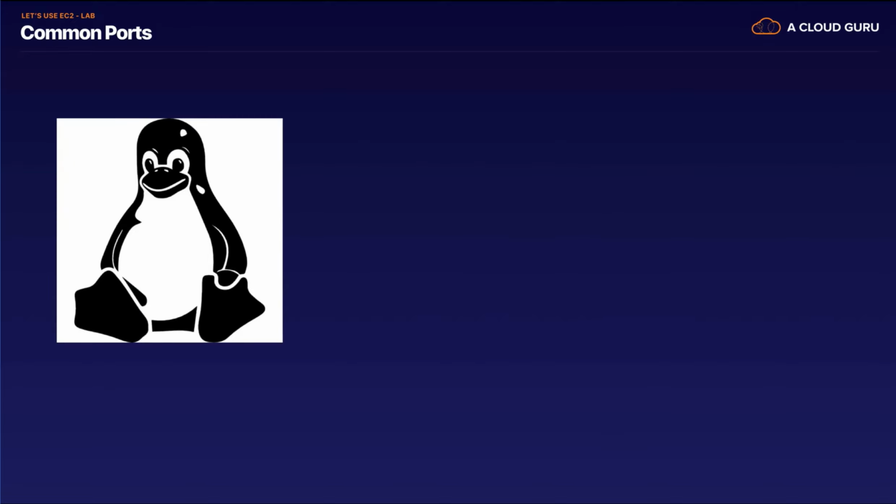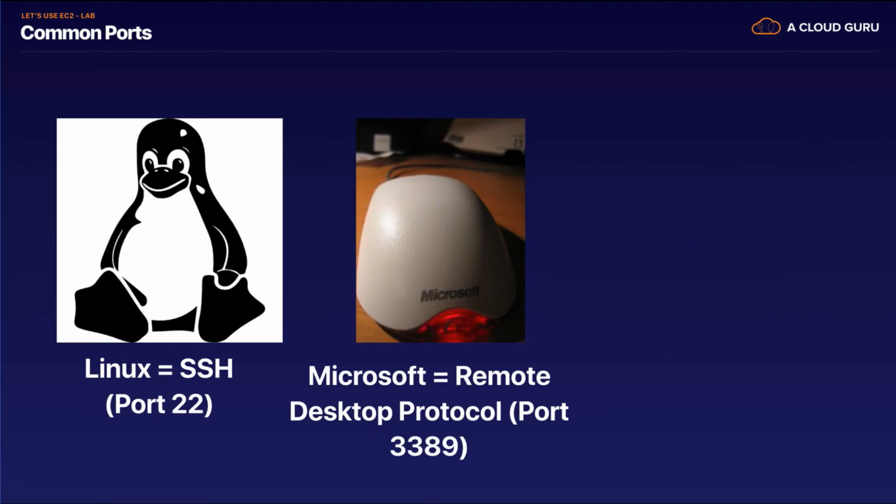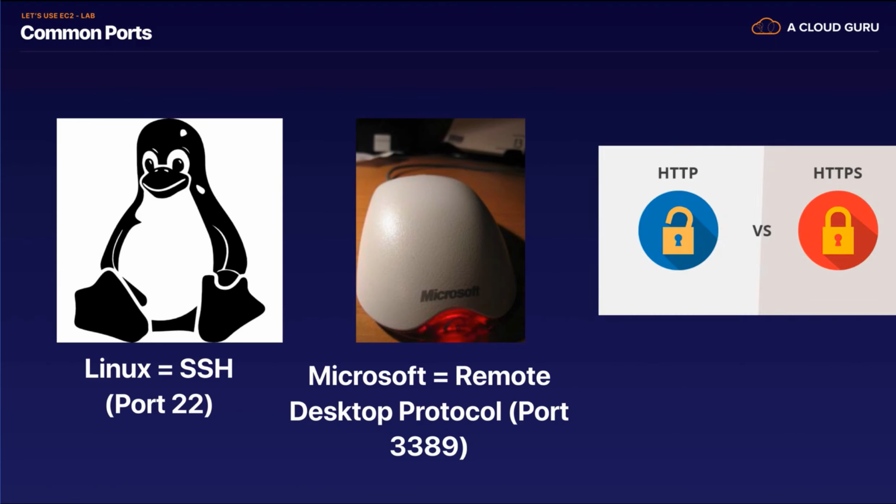And computers actually work in exactly the same way. So we've got Linux computers. Linux computers talk over SSH. So this is on port 22. Windows PCs, they talk to each other using Remote Desktop Protocol, or RDP. And this is on a different port called port 3389. And then things like HTTP, HTTPS, they all talk on different ports. So HTTP works on port 80, HTTPS works on port 443.